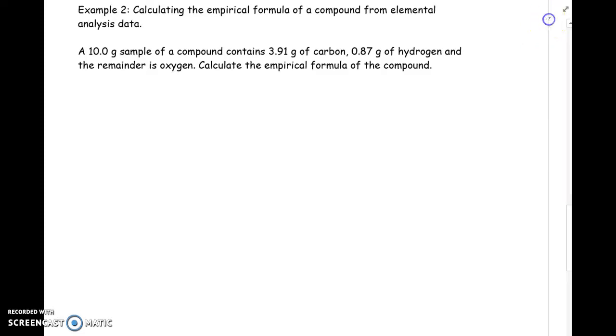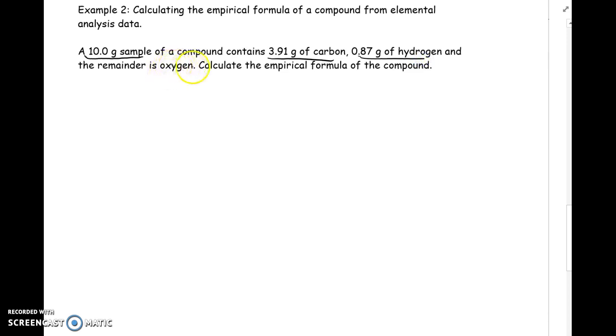Now let's try a second example. In this example, we're calculating the empirical formula of a compound from elemental analysis data. We've been given a 10 gram sample and it's been found to contain 3.91 grams of carbon and 0.87 grams of hydrogen, and the remainder being oxygen.